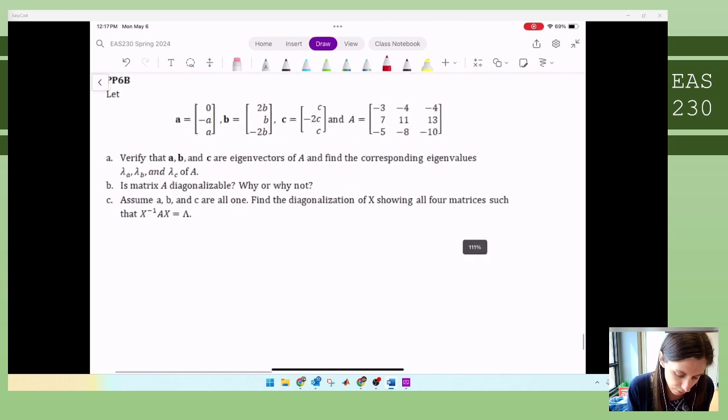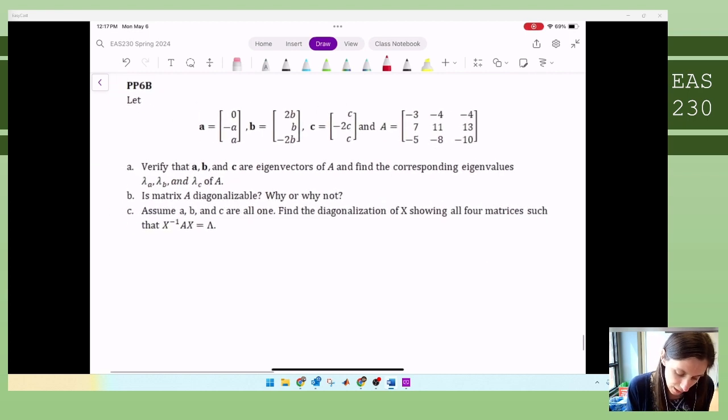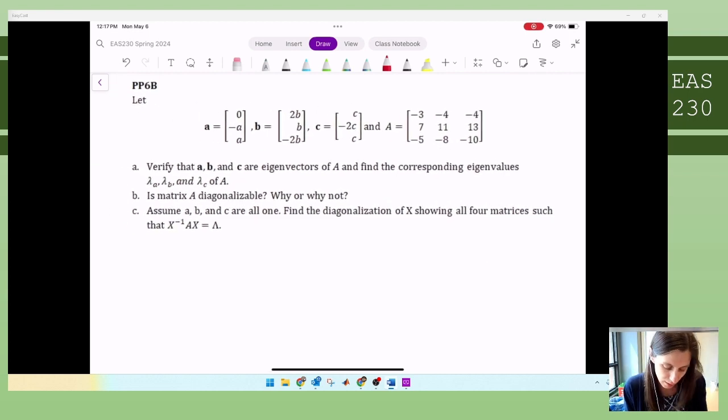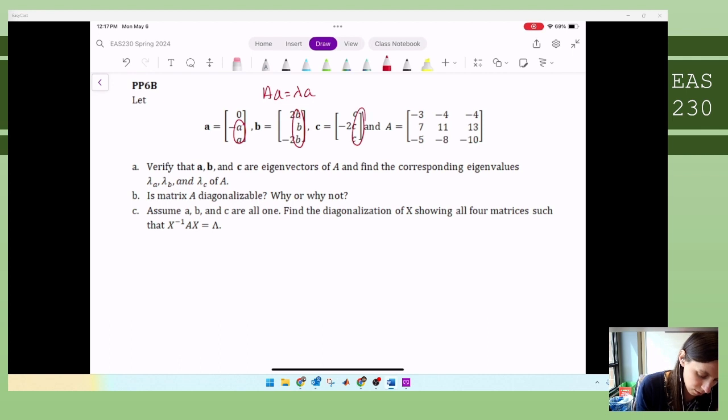So here we have 3 vectors and an A matrix. Verify that A, B, and C are eigenvectors of A. Same idea. We should say A times the vector equals lambda times the vector, and find the corresponding eigenvalues, lambda A, lambda B, lambda C. Note these are an infinite number of solutions. That's how they show up. But it doesn't matter, because I can just pick one of them. Negative 3, 7, negative 5.